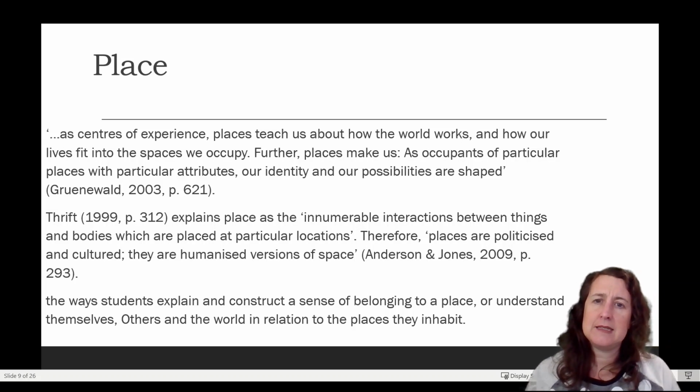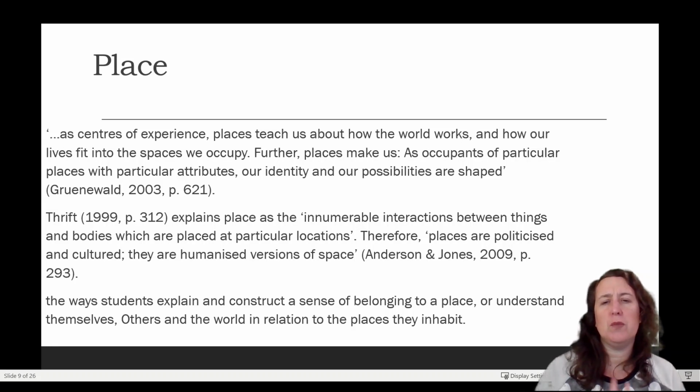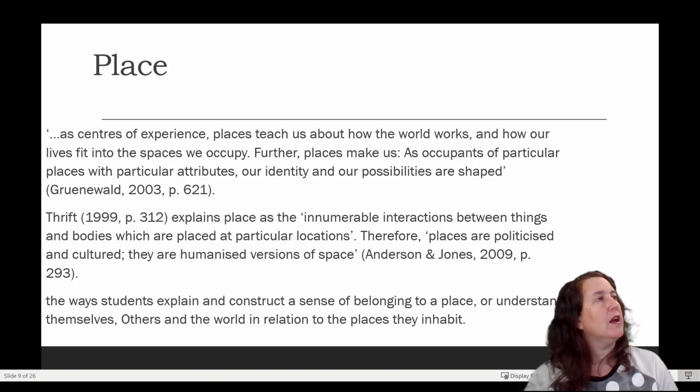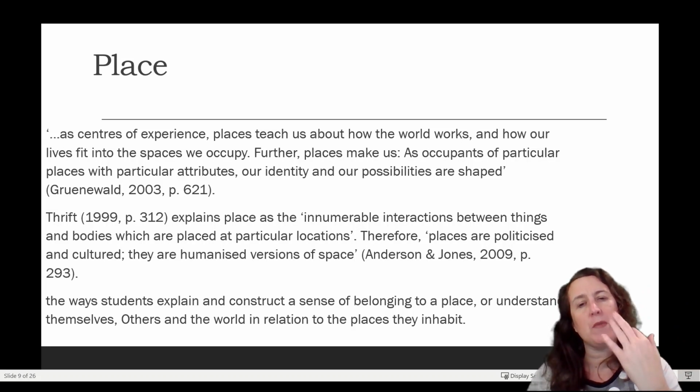Thrift explains place as the innumerable interactions between things and bodies which are placed at particular locations. Therefore, places are politicized and cultured. They are humanized versions of space. So space and place are both important geographical concepts, but space is more abstract. We might define it by it being at a particular address, but place is where meaning is made.